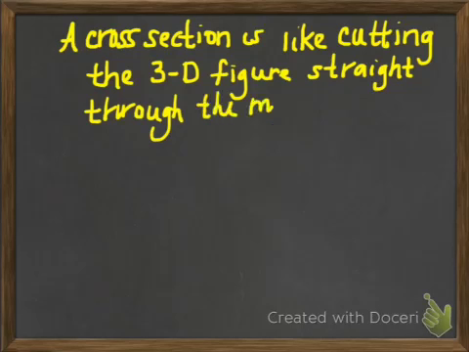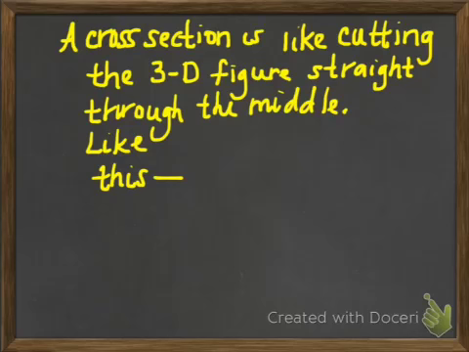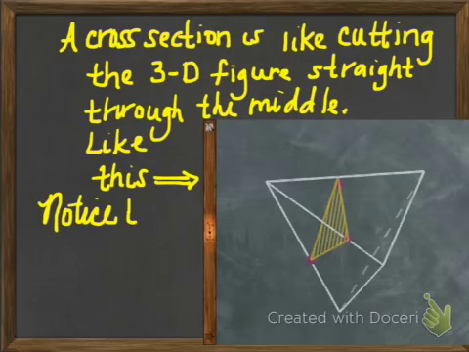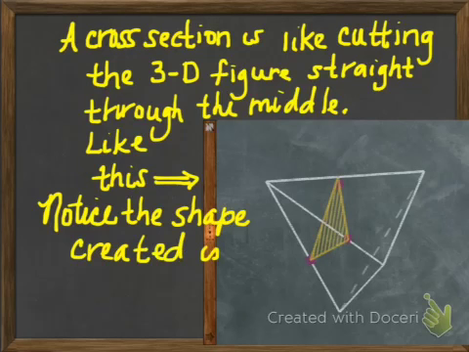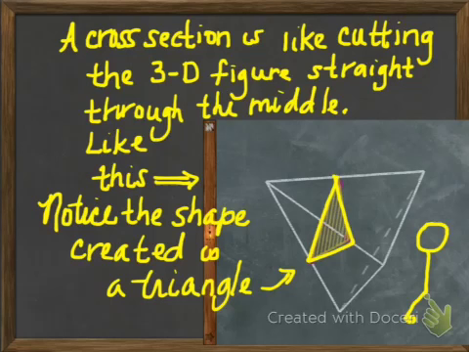So you're taking the 3D figure straight through the middle with a slice, just like you're slicing a piece of cake. So notice in this drawing that the shape that's created is not a right triangle, but just a triangle. Now it does depend on how you cut this thing as to what shape will be created. And it also depends on what the 3D figure is.